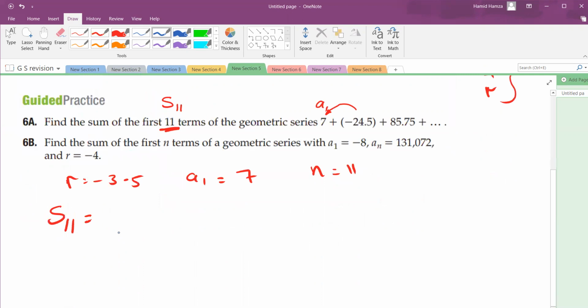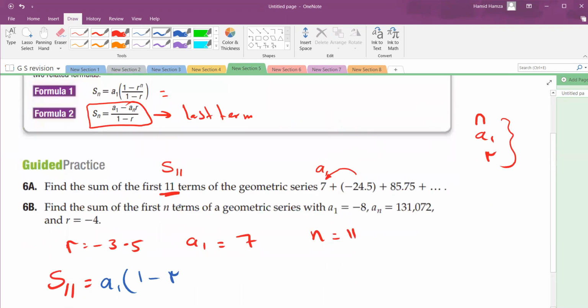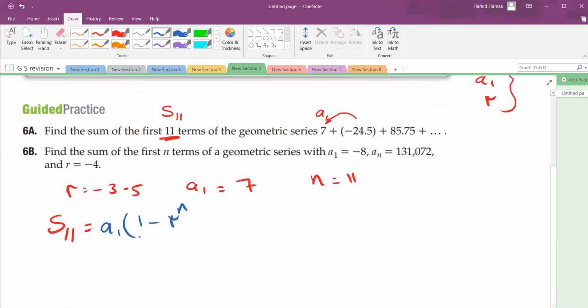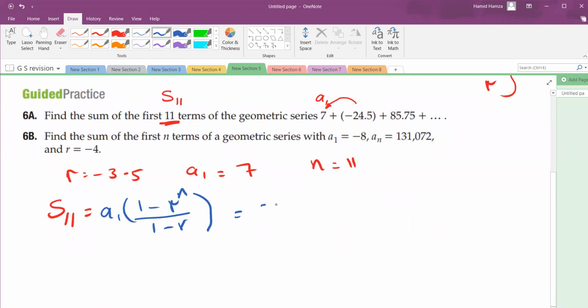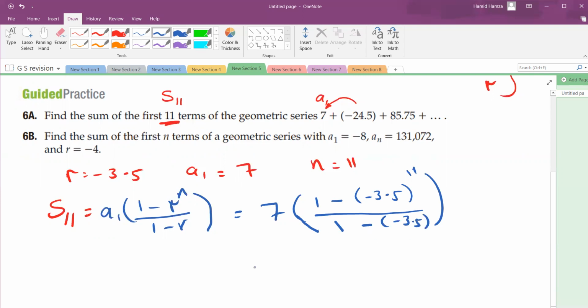It will be A1 times 1 minus R to the power N, over 1 minus R, like this, guys. So A1 is 7, multiplied by 1 minus R, which is negative 3.5, to the power N, which is 11, all over 1 minus R, which is negative 3.5. So guys, give me the sum.